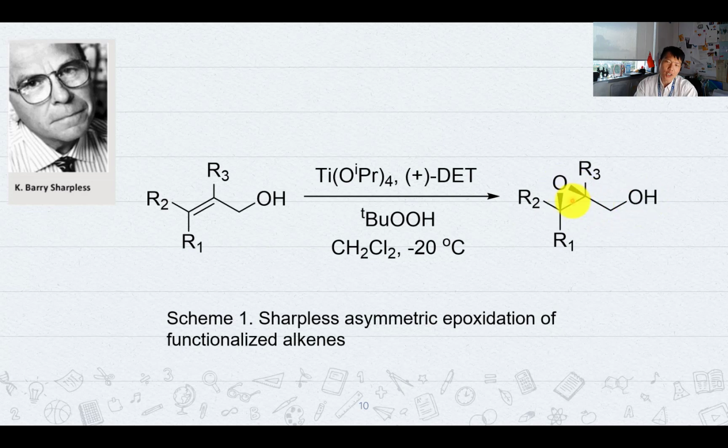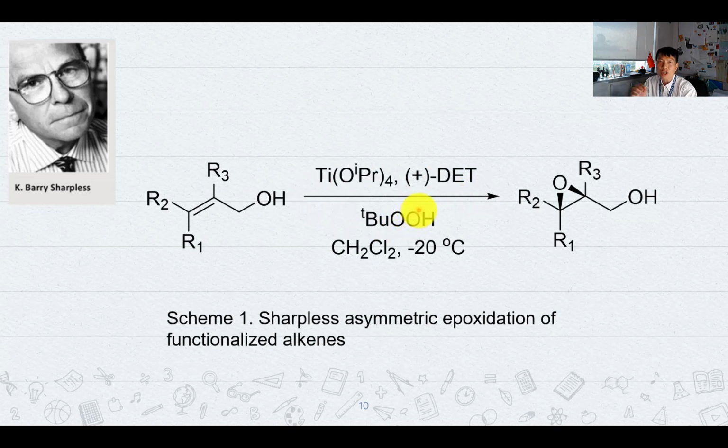It's a cyclic ether, right? So using this reagent called tert-butyl hydroperoxide. When you see an OOH, this is a very good oxidizing agent, right? With your catalyst, titanium tetraisopropoxide, Ti(OiPr)4, so four of them here. And either the plus or the minus diethyl tartrate. Tartrate is a chiral ligand here, okay?